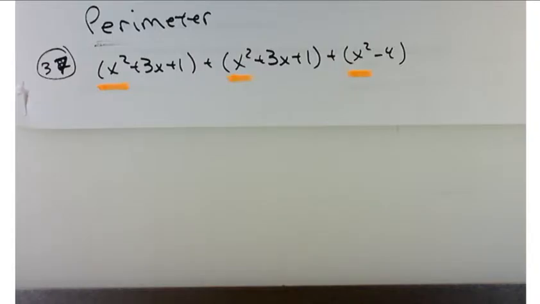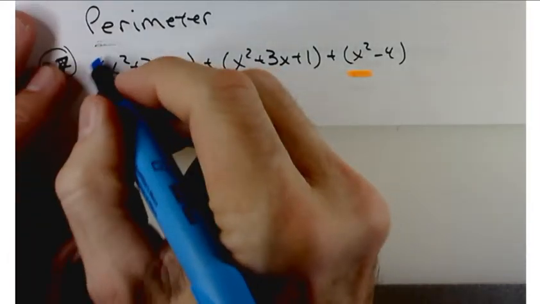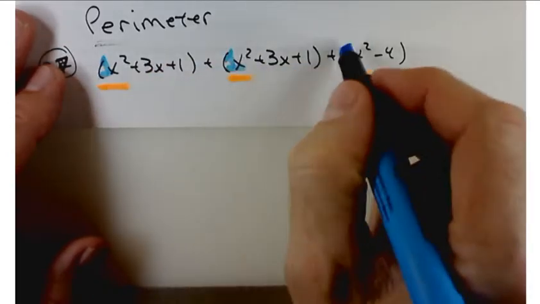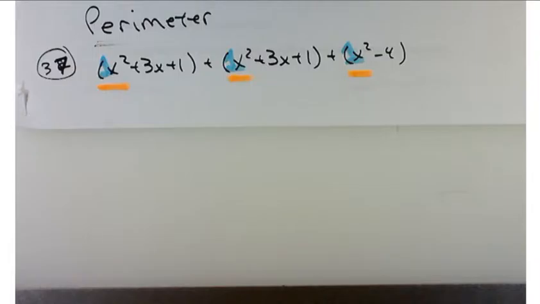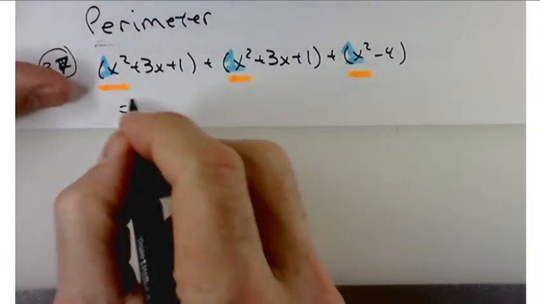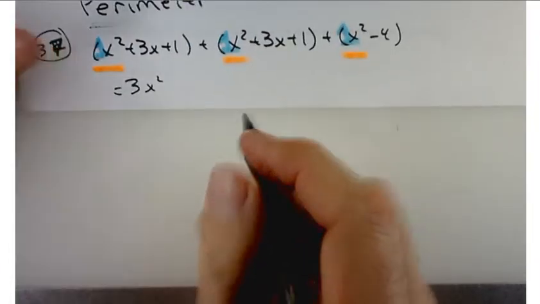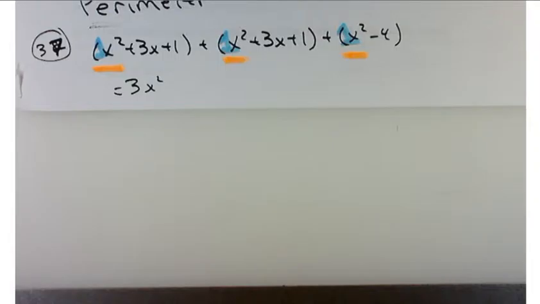Well done. 3x squared. Even though it's not written, it's understood that there's a coefficient of 1 for all of these. So 1, 1, and 1. 1 plus 1 plus 1, 3x squared. All right, good. So 3x squared. Are there any other like terms, Don? Is there anything else that I can combine?